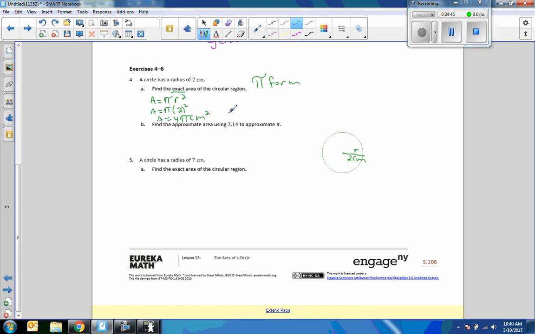Then it says find the approximate area using 3.14 to approximate pi. Well, there's no need to redo the whole problem again. I can just say now that the area equals 4 times 3.14. All I did was substitute in 3.14 for pi into my answer. So 4 times 4 is 16, carry the 1. 4 times 1 is 4, plus 1 is 5. 4 times 3 is 12, 2 decimal places, and that is 12.56 centimeters squared.